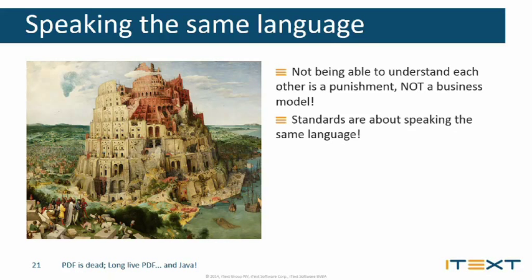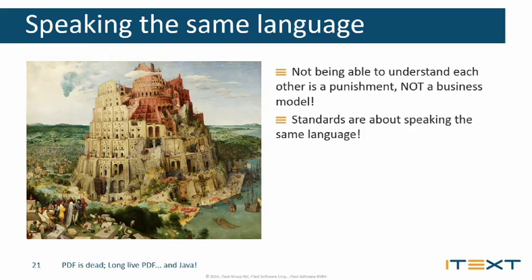Why didn't you follow the standard? Well, the answer was, because not following the standard is a very lucrative business model. And well, we're iText, we're open source. We want people to adhere to standards so that there's interoperability, so that we don't need to write the same software over and over again, but slightly different. So not being able to understand each other, especially in Europe, is a punishment, not a business model. And standards are about speaking the same language.